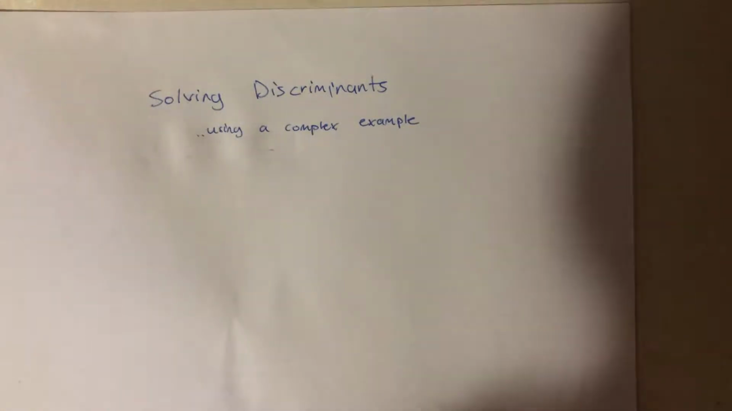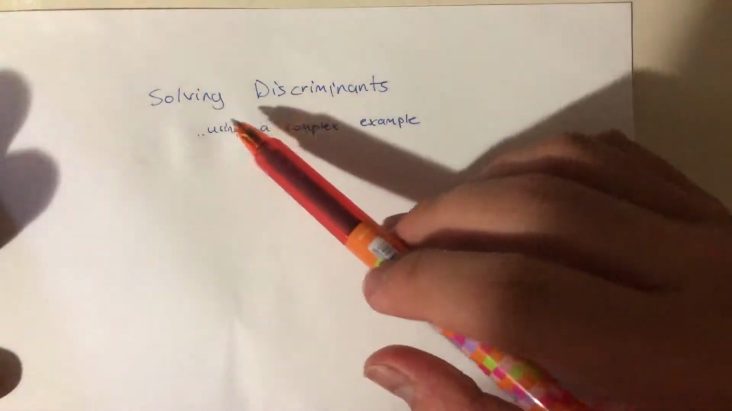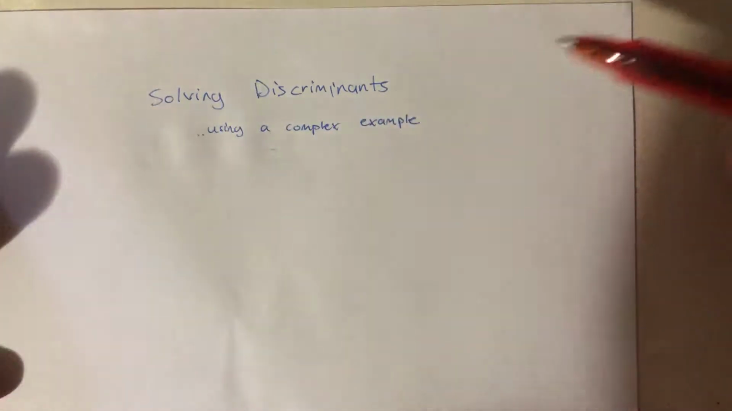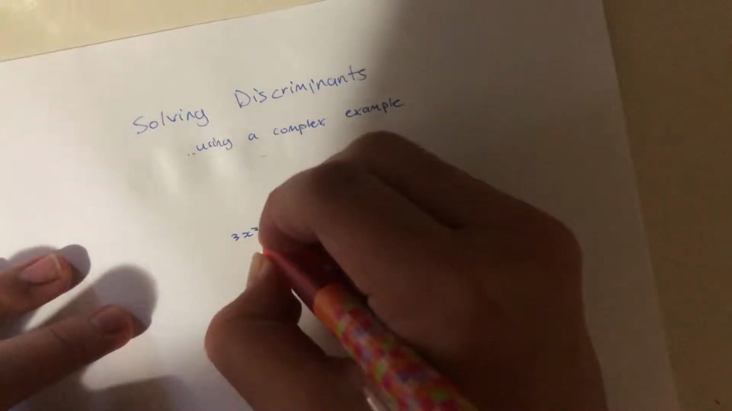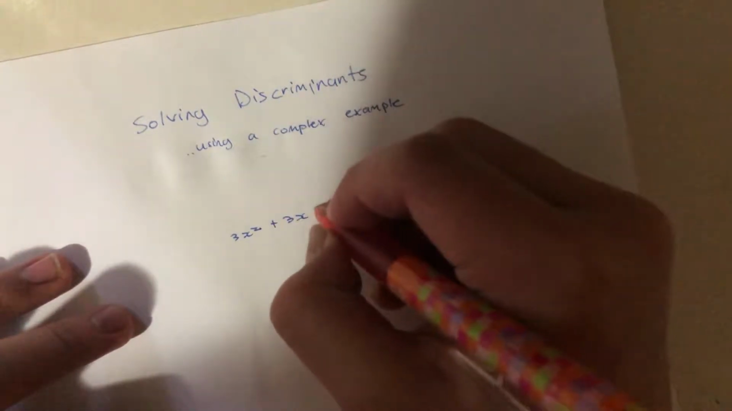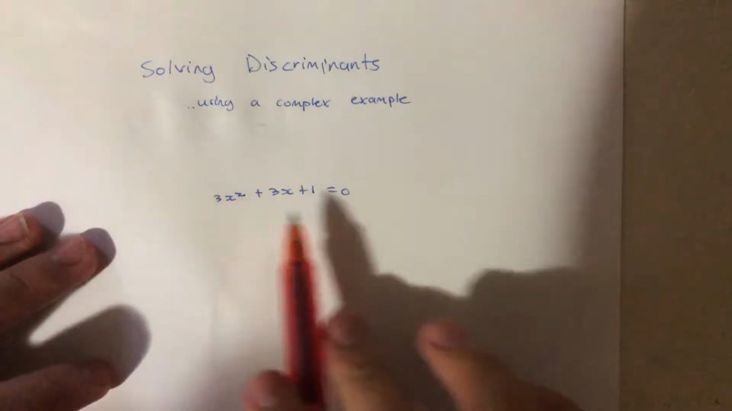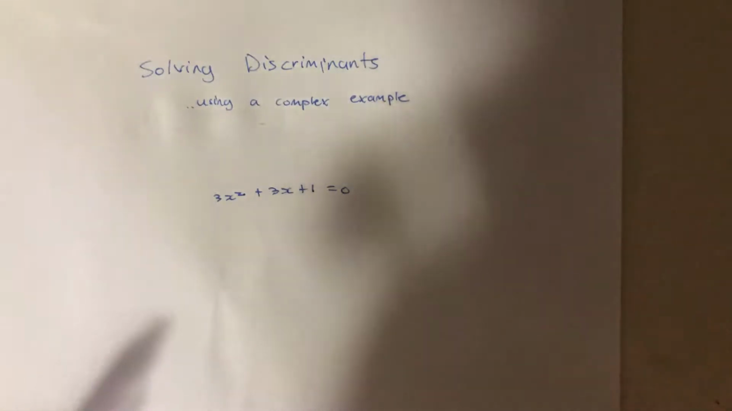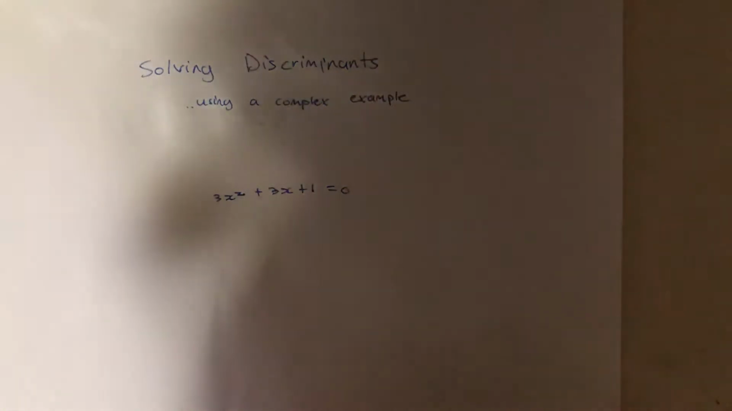Welcome back, everyone. This is my first video on the channel, and today we're going to learn how to solve discriminants using a complex example. Our example is 3x squared plus 3x plus 1 equals 0. This is a quadratic equation, and by using the discriminant, we can find out if it's a complex example or not.